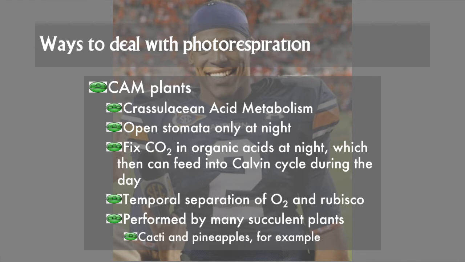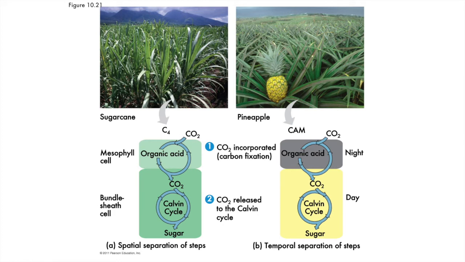So unlike C4 plants that have a spatial separation of oxygen and rubisco, CAM plants have a temporal or time-based separation. CAM plants include many desert species, like cactus, though pineapples and many orchids also have this ability. This slide compares how C4 plants and CAM plants grow well in conditions where C3 plants don't grow well. In C4, it is a spatial separation of rubisco and oxygen in different cell types. In CAM plants, it is a temporal separation, day and night.